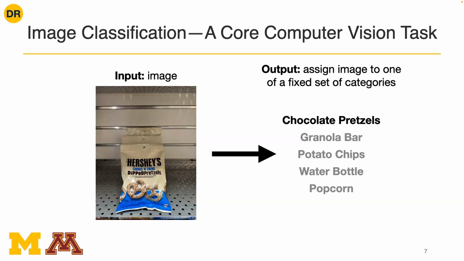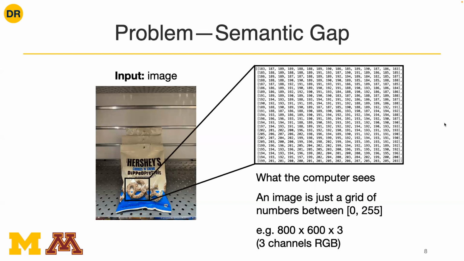So in this case, let's say that the robot has taken this input image and it wants to decide out of a fixed set of possible categories what is in this image, right? So maybe it's chocolate pretzels, but the Icon Cafe also serves granola bars, potato chips, water bottles, all sorts of other food items. And so the goal of image classification is to just perform this function, to take in a single image input and produce a discrete category label that would go along with what is the subject of the image.